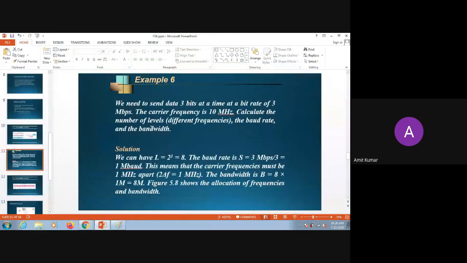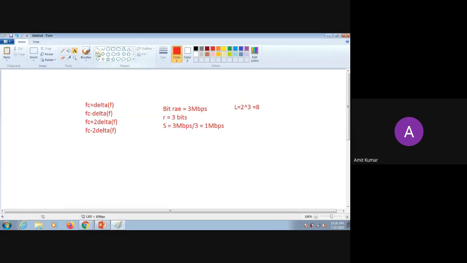If your baud rate is 1 Mbps, that means after every 1 second, your next data should be sent. So they should always be separated by 1 MB. If you take 1 Mbps in hertz, it will be represented by 1 megahertz. Now we will draw the frequency spectrum of this signal. So this is your signal.